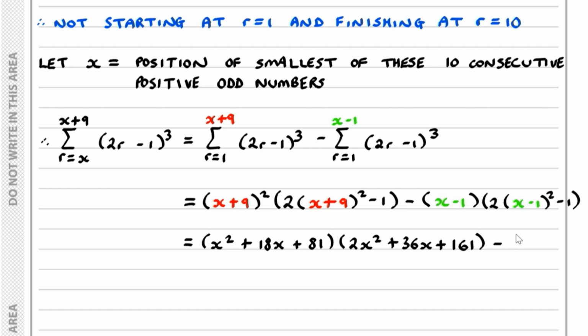And then we subtract off the result of this, (x minus 1) all squared, that's x squared minus 2x plus 1. And then here we've got 2 lots of this minus 1. So we've got 2 lots of x squared, 2 lots of minus 2x, and then 2 lots of 1 minus 1, which is just 1.